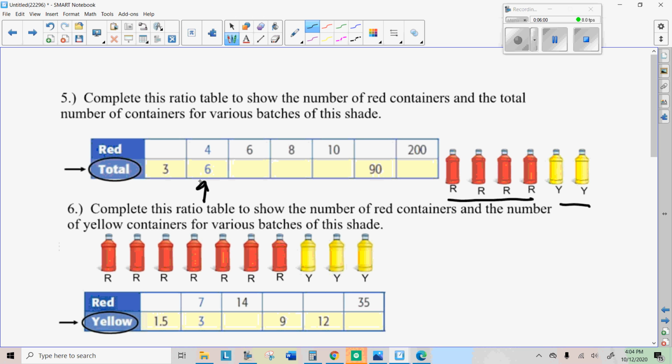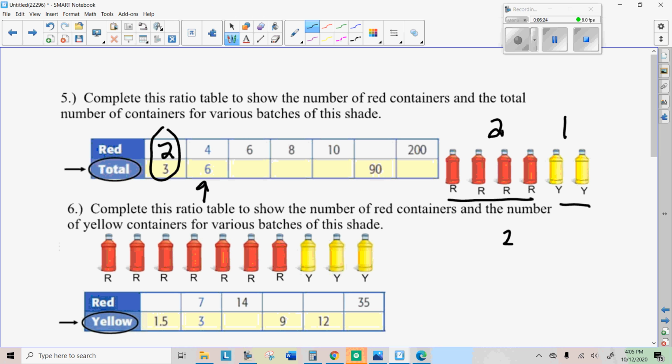Now, if I wanted to make a smaller batch but keep it in the same ratio, I could just divide these 4 red by 2. So I have 2 red, and 2 yellow divided by 2 is 1 yellow. So I could have 2 red, 3 total. Okay, so notice this ratio, 2/3, is going to be consistent.